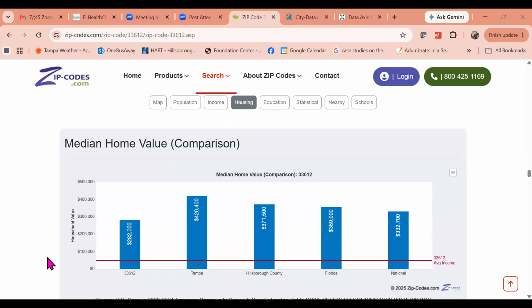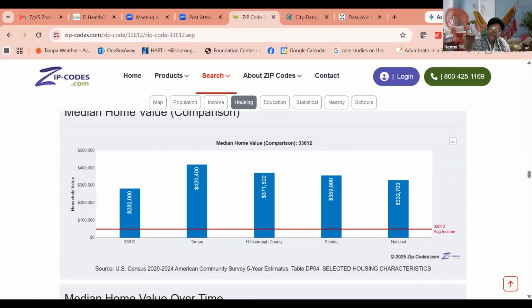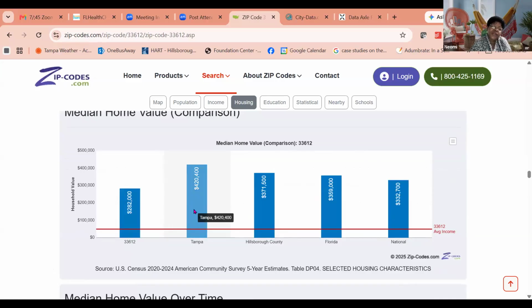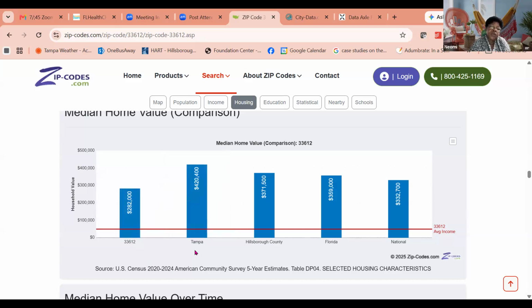Back down to the value of homes in your neighborhood compared to the larger area. Now, in your neighborhood, for example, it's 212. What is that same number for Tampa? Right, this is you here, and this is Tampa. What is this number? 420. But we're in Tampa too. Yes, but in your particular zip code, when you compare it to Tampa as a whole, you see what I'm saying?